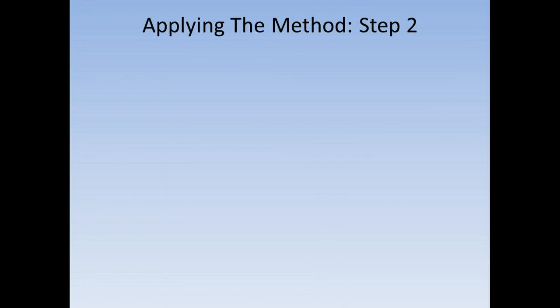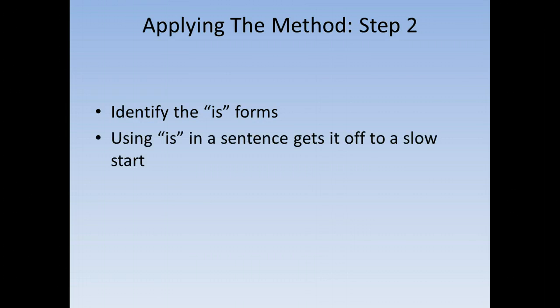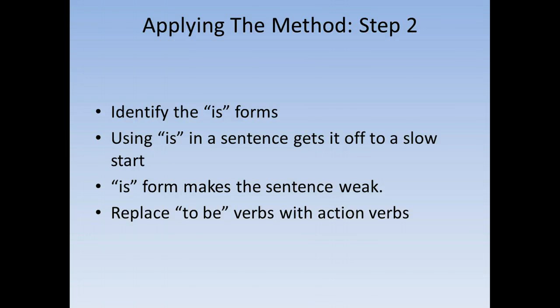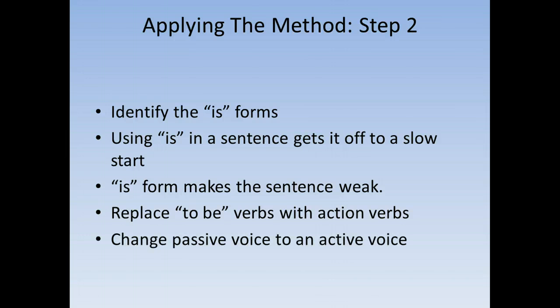Next, we must identify the is forms in the sentence. Using is in a sentence gets it off to a slow start and makes the sentence weak. We want to replace as many to be verbs as possible with action verbs. Likewise, we want to change the sentence from a passive voice to an active voice. In this example, we must eliminate the passive is forms in the sentence.